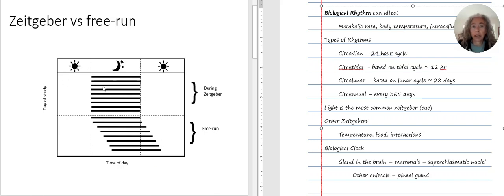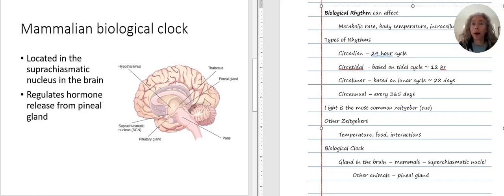During a Zeitgeber, light and dark cycles, you can see that these animals are active during their normal time frame. However, when they are allowed to free run, they will start to skew slightly either towards a longer day or a shorter day. The biological clock in mammals stems from part of the brain called the suprachiasmatic nuclei. This part of the brain has a specialized ganglion of nerves that communicate with the eyes and controls the gland in the brain called the pineal gland.